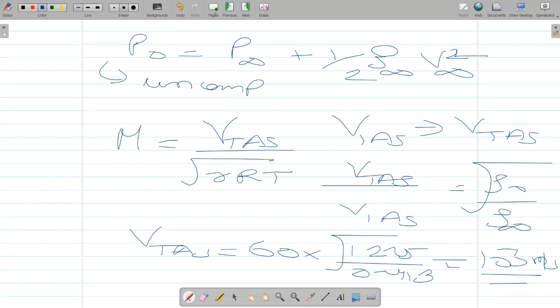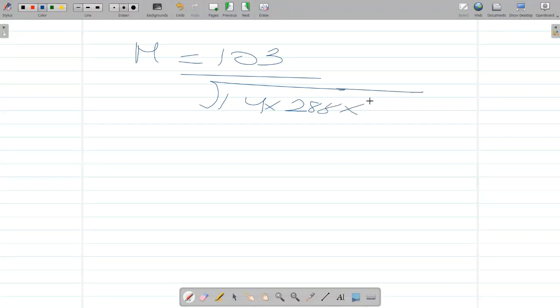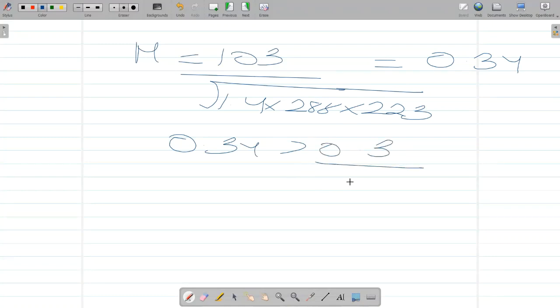And now let's calculate what the Mach number is. Mach number will be 103 divided by root of gamma RT. We can take gamma to be 1.4 in this case, 288 is the R, and temperature is 223. And your Mach number will be around 0.34, which is definitely greater than 0.3, which we call the rough compressibility effects domain, or the limit. So if my Mach number is greater than 0.3, I cannot use my Bernoulli's equation. I need to use gas dynamics relationships. So I cannot use the Bernoulli's equation over here.